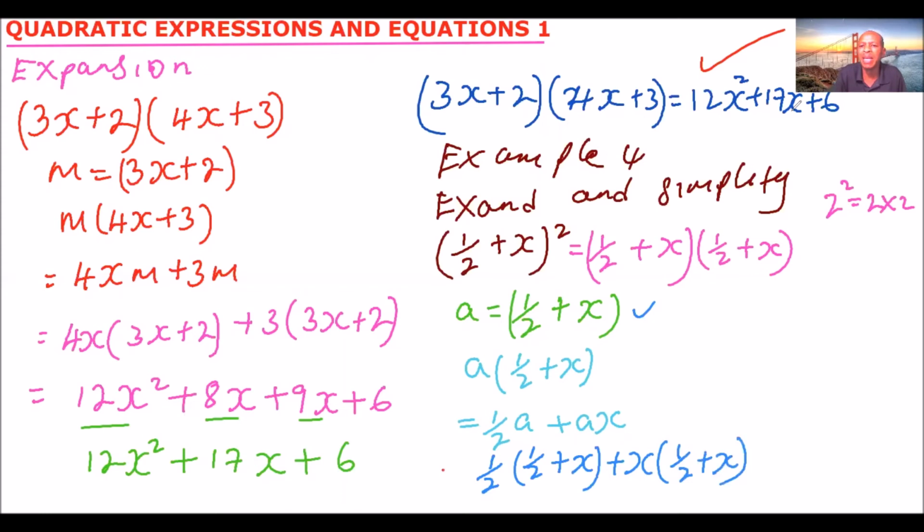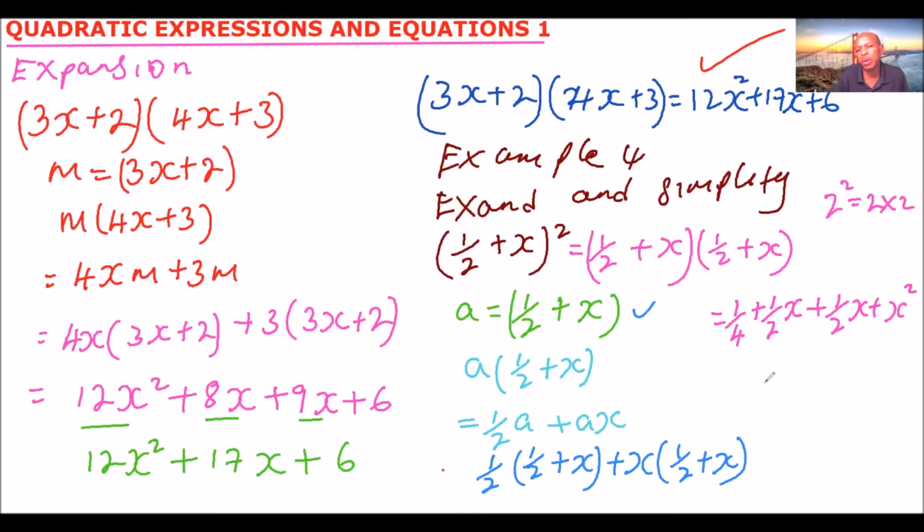So now what remains is to expand that and be able to get, so this is a half multiplied by a half, that should give you a quarter. Then a half multiplied by x, that should give you a half x. We are through with that. x multiplied by a half, that should give us a half x. And finally, we have x multiplied by x, that will give us our x squared.